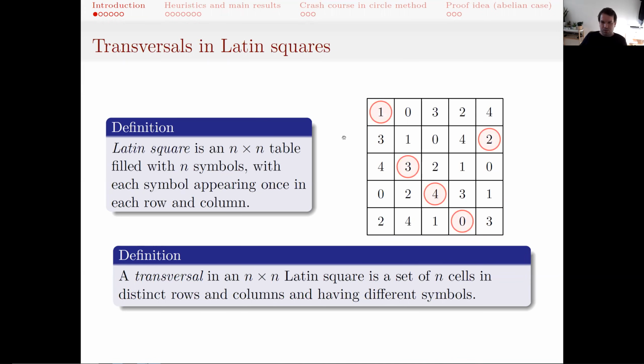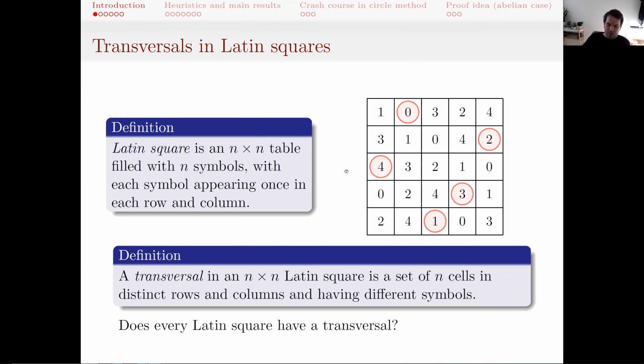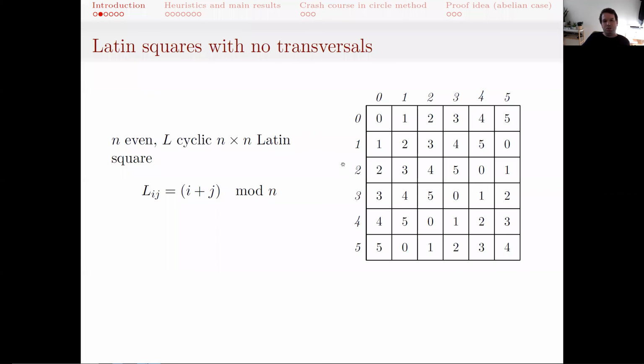So, for example, in this 5 times 5 Latin square, we have this transversal, and obviously there is no reason why there should be only one, so here's another one. But maybe the most basic question is: is it the case that in every Latin square there is at least one transversal? And it's actually not hard to find a counterexample. What we can do is consider so-called cyclic Latin squares, and specifically concentrate on the ones of even order.